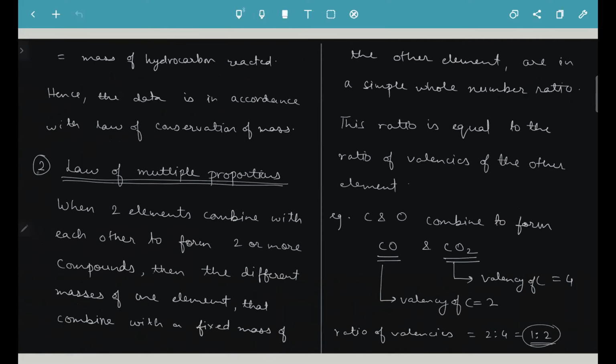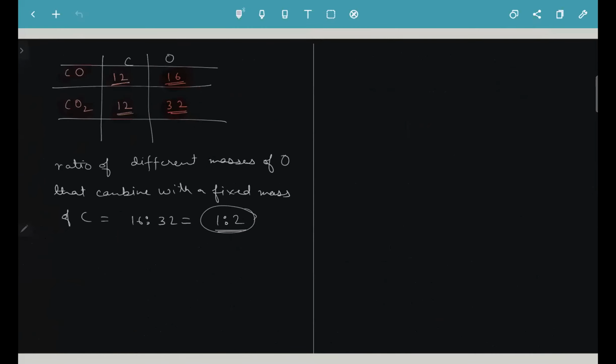Write this as number 3 also. Number 2 is the law of constant proportions. Right? It says number 3, law of multiple proportions. Okay. So is this clear? Is the law of multiple proportions clear to everyone? Very good.